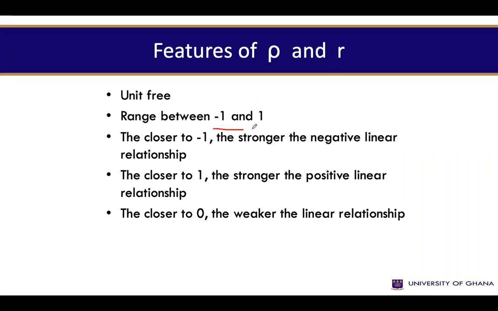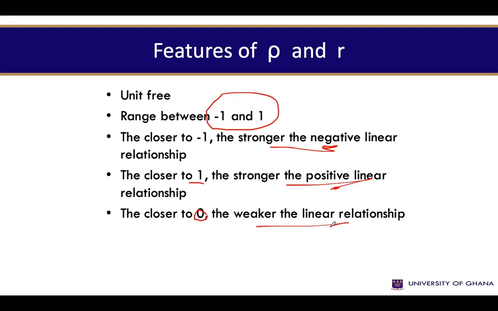And it ranges between -1 and 1. Now, this is very important. The correlation coefficient is a value that ranges between -1 and 1. The closer it is to -1, the stronger the negative linear relationship. The closer it is to +1, the stronger the positive linear relationship. And the closer it is to 0, whether from the left or from the right, the weaker the linear relationship.